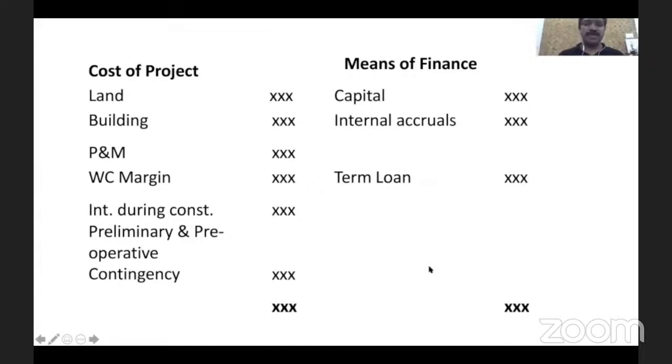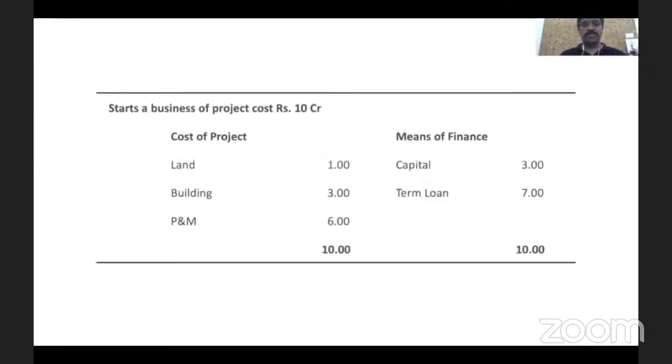It's something like a balance sheet. A balance sheet will have sources on one side, uses on the other side. Here I've just kept the uses on the left side and sources on the right side. Any side as you wish. Now let me take you through an example.